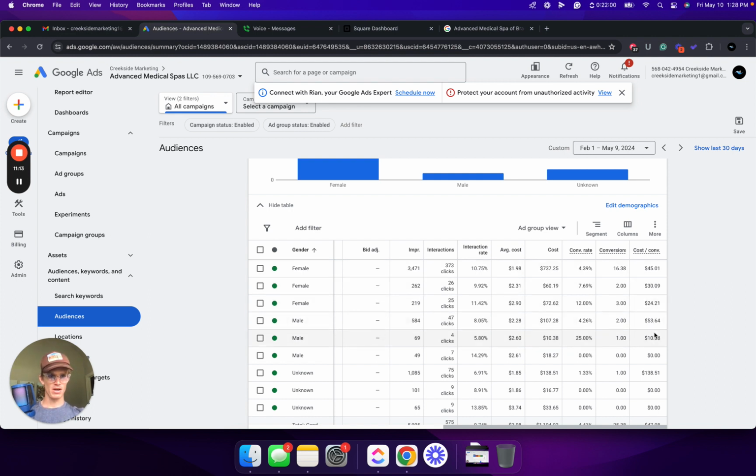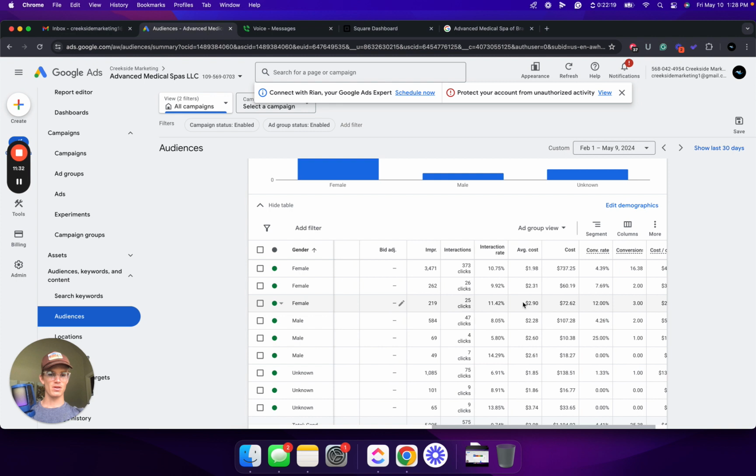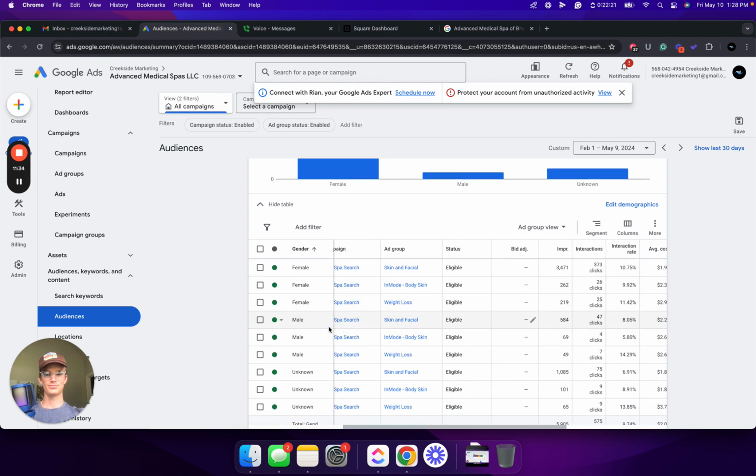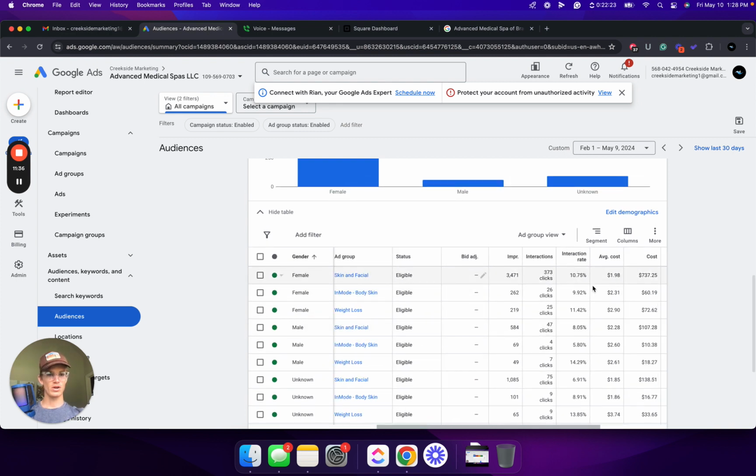As you can see here, for males we're not getting great interaction rates either. This is a really low amount of clicks, so you can't really make any decisions from that; it's not statistically relevant. This one right here is statistically relevant, and you can see it's a little bit lower than the female interaction rate. In this case, interaction rate is the click-through rate.